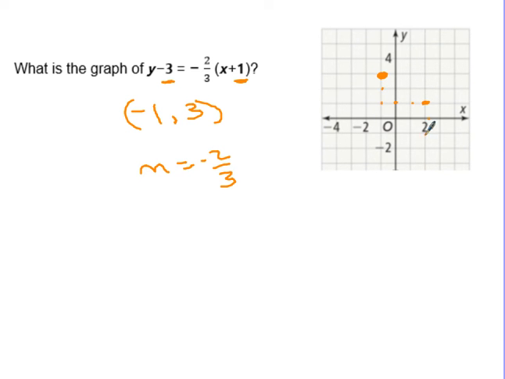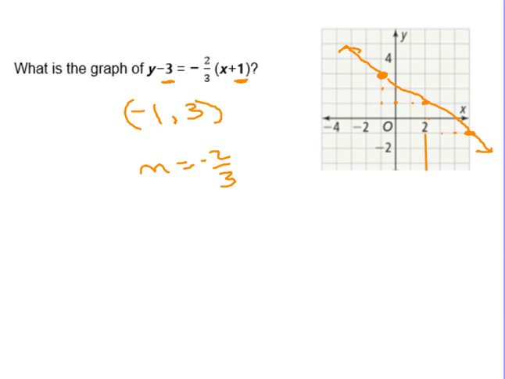Down 2 over 1, 2, 3. So there are my points. There's my line. Now I can try to connect this with a straight line. I always have a hard time on this, but that's supposed to be somewhat of a straight line. And I'm done. That's one way to do it.